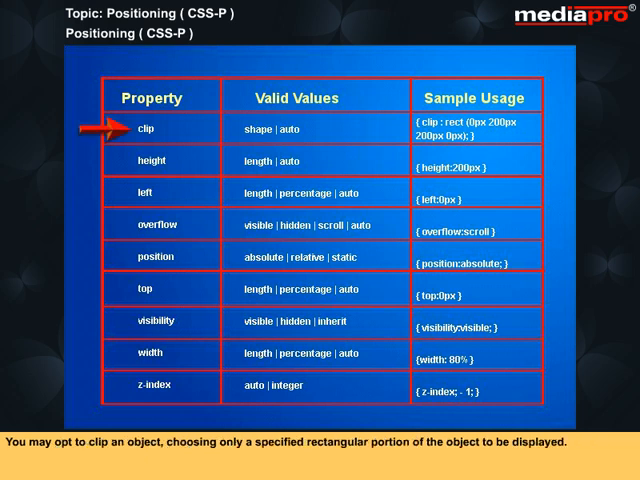You may opt to clip an object, choosing only a specified rectangular portion of the object to be displayed. The only shape allowed is a rectangle, and the dimensions are declared as top, right, bottom, left, in relation to the object being clipped. Visibility hides or shows the object. The Z-index sets the level of the object in relation to other objects on the page. If two objects are positioned in the same space, the one with the higher Z-index will be displayed on top.